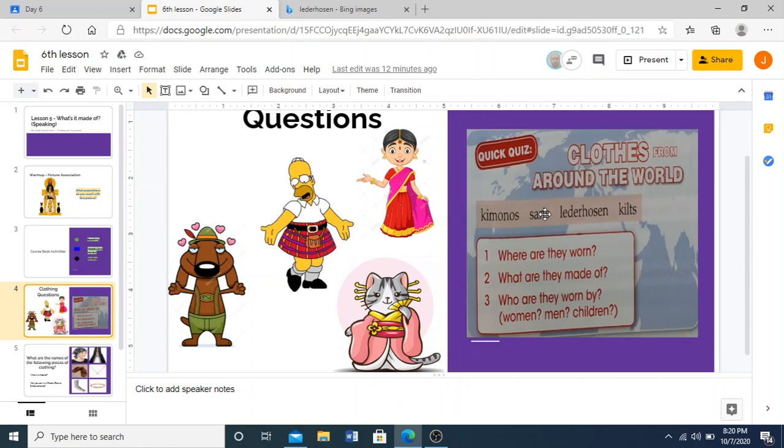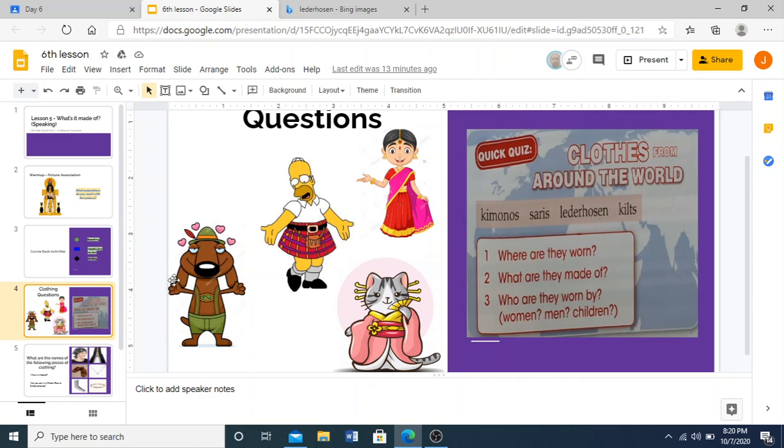So let's move to sari. Yes, this is a picture of the sari. Where are they worn? They are worn in India and some other parts of Asia also. What are they made of? Mostly they are made of cotton. Who are they worn by? Of course, they are worn mainly by women and children, especially girls. Okay? Women and girls. To the next one, Lederhosen.